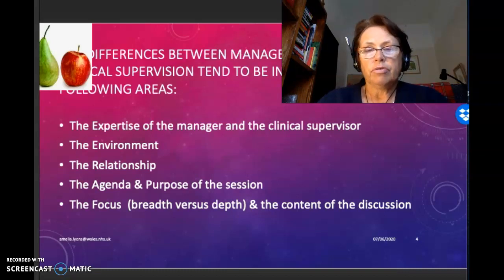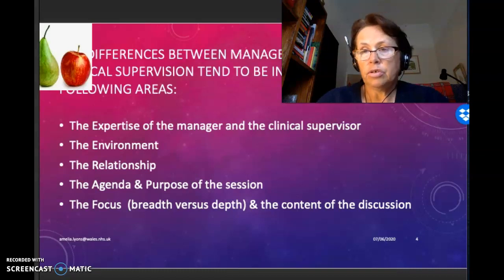The environment of clinical supervision and management supervision. In the management environment, it's a kind of busy environment. Hurry up, are we there yet? Let's strike while the iron is hot. When can you take the next patient? It's a professional hierarchical relationship. There isn't necessarily an agreed boundary of confidentiality between you and your manager. Quite often the door may be open when you're working together, and the environment isn't one that's uninterrupted. And even online that may also be the case.